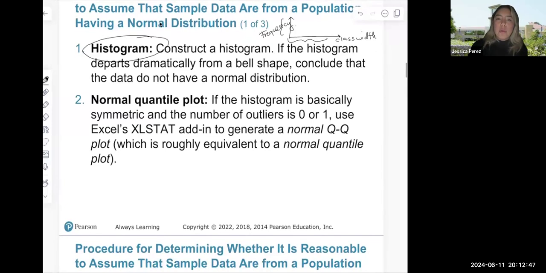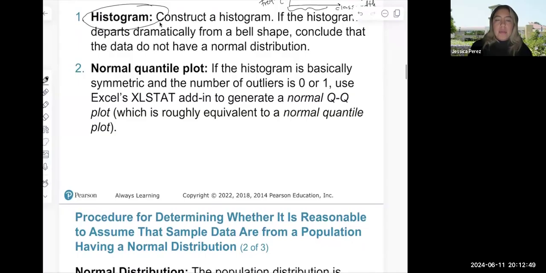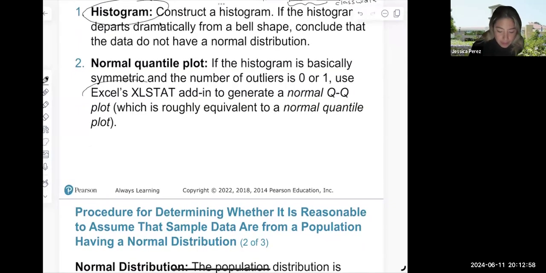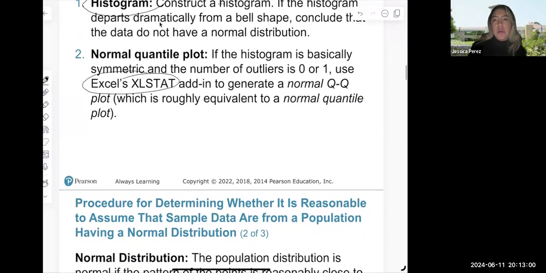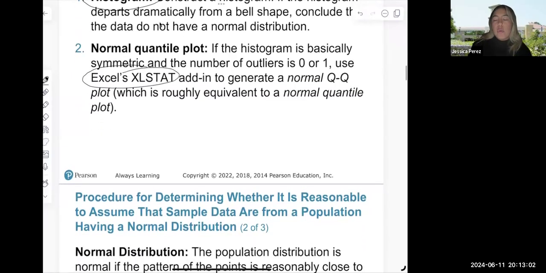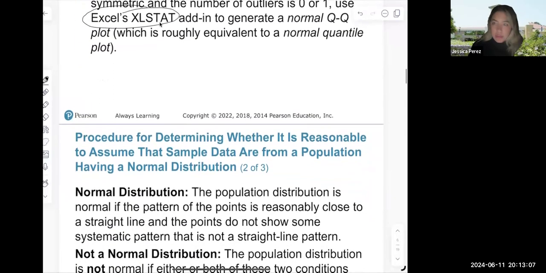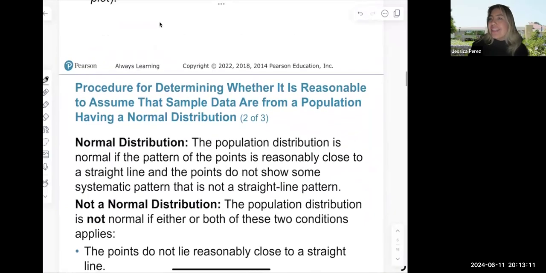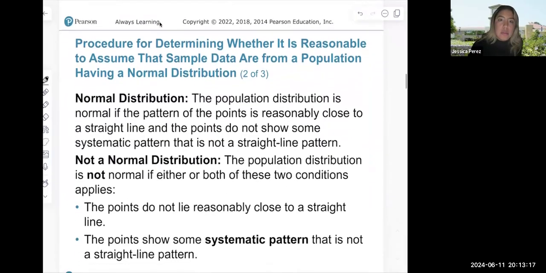We also have a normal quantile plot. If a histogram is basically symmetric and the number of outliers is 0 or 1, we can also use Excel or XLStat to generate a normal quantile plot. We don't need to do that. Another way is using StatDisk. If you want to use technology, we can plot this and it can do that for us.